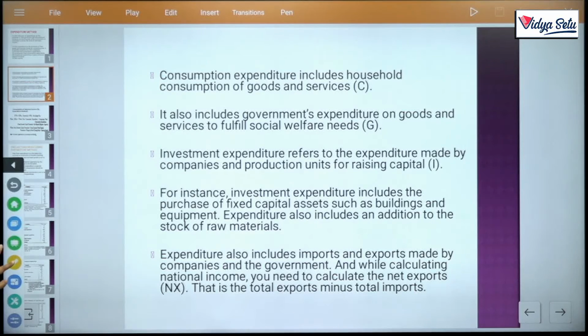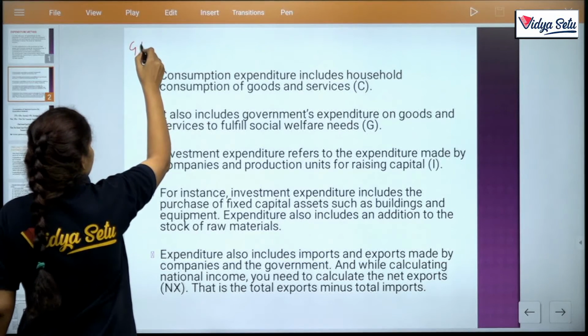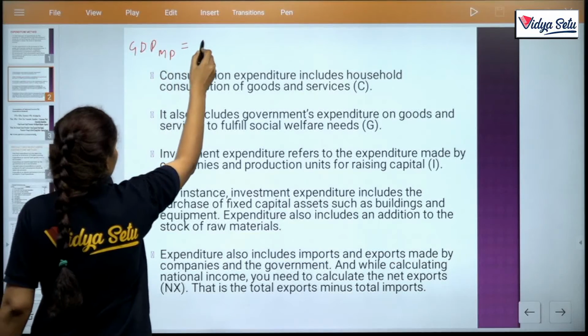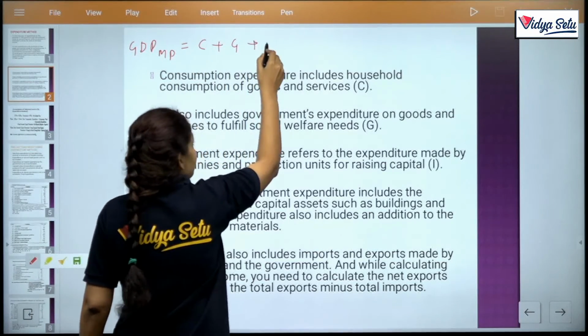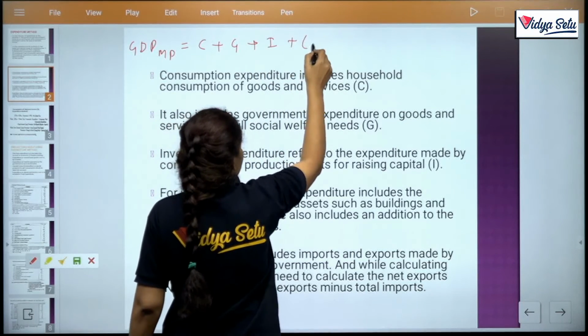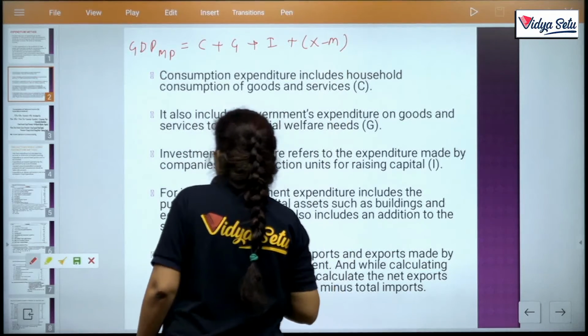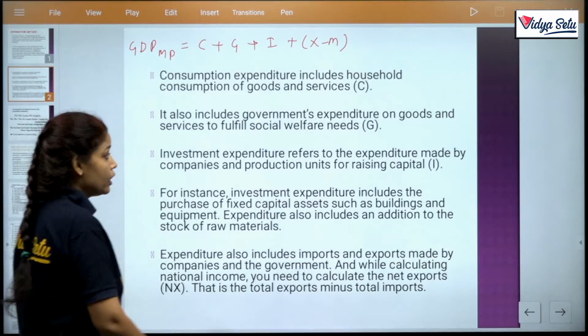In short, we can write the formula like this: NI or GDP-MP is equal to C, that is private final consumption expenditure, plus government final consumption expenditure, plus investment expenditure, plus X minus M. We just write out this formula also. Okay, so consumption expenditure includes household consumption.